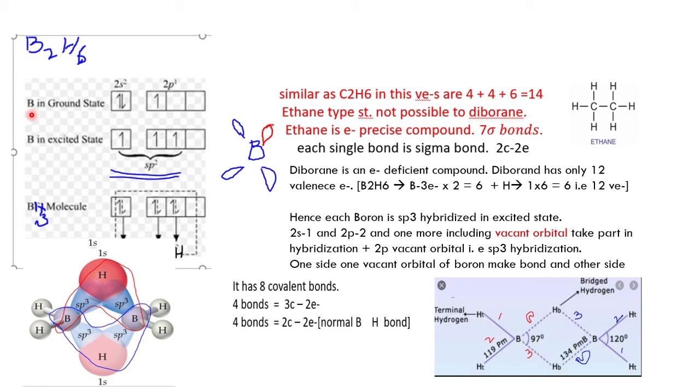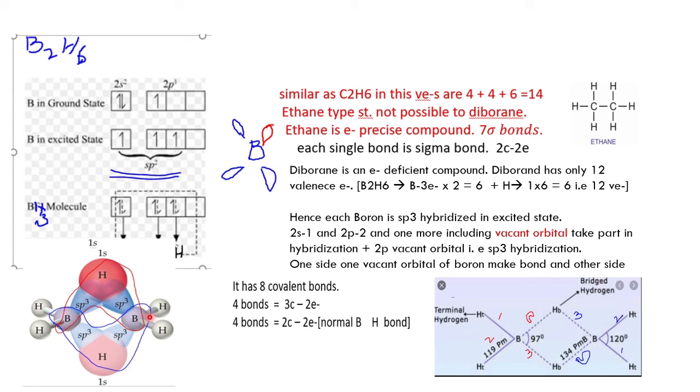Here we may be knowing boron in the ground state. This is the electronic configuration for boron. In the excited state, this electron will move here, so it has an s and p2 electronic configuration. By using this vacant orbital also, it forms a bond, that is a banana bond. Actually here we can see this is the banana bond.